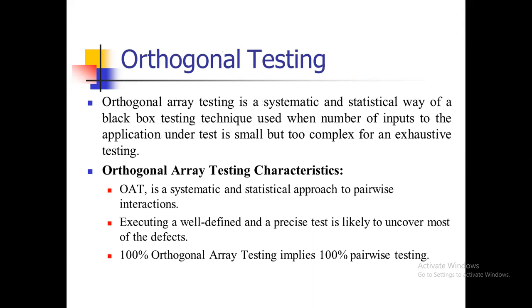And next is orthogonal testing. Orthogonal testing is also called orthogonal array testing. It is a systematic and statistical way of black box testing. This technique is used when the number of inputs to the application under test is small but too complex for exhaustive testing. If we provide a limited number of inputs but the system expects many more, then it is complex for exhaustive testing.